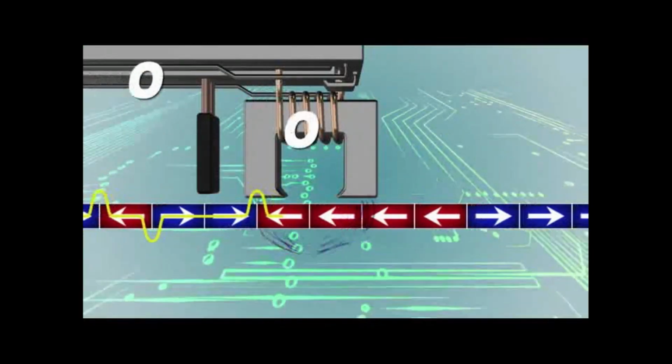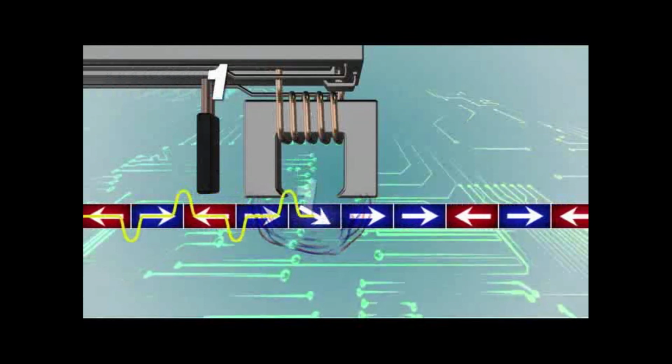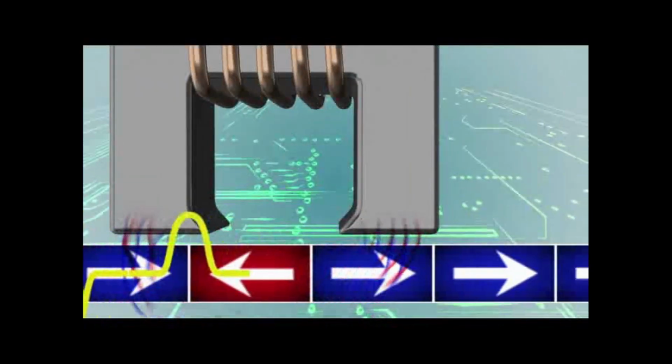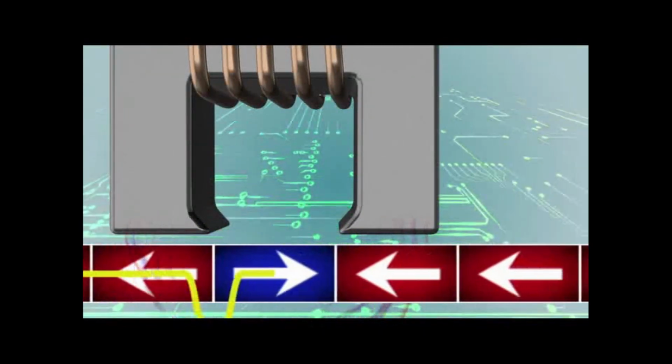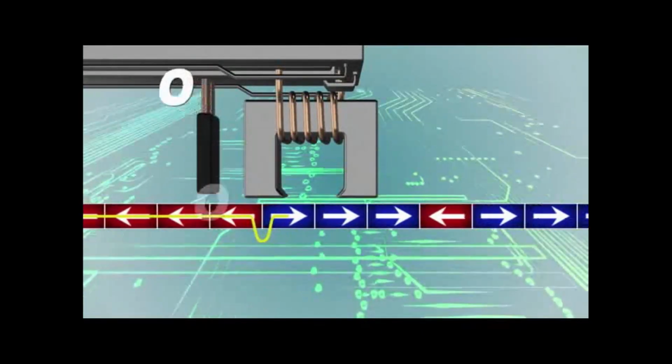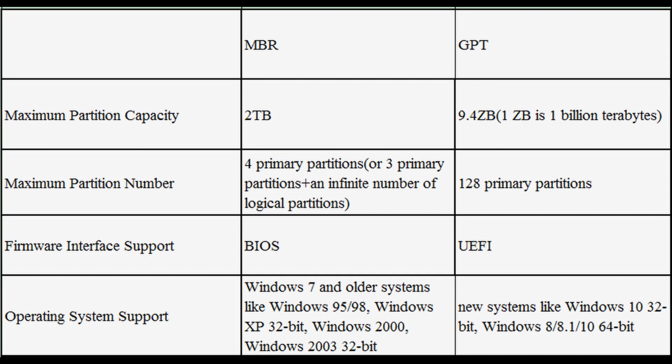If you have a new hard drive, you should go with GPT. But if your hard drive is old and is lower than 2 TB, use MBR. GPT supports disks larger than 2 TB in size, while MBR can go a maximum of 2 TB.